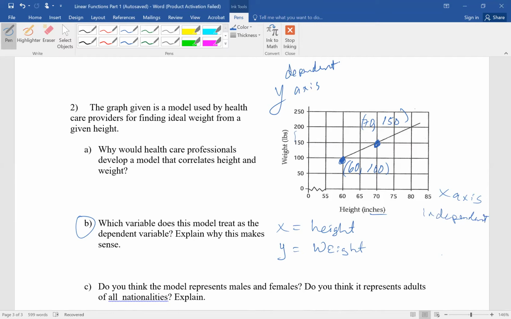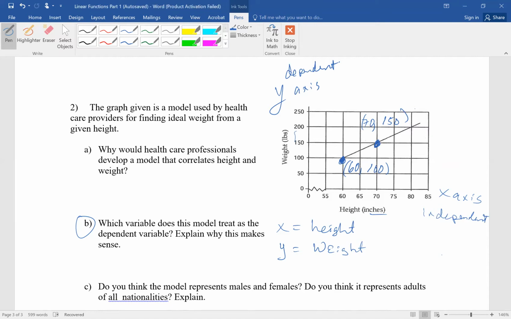So let's go ahead and take a look at the problem and see what they're asking. Why would healthcare professionals develop a model that correlates height and weight? And really, that's so open-ended. As long as you could defend the answer on an exam or a midterm or a quiz, I'd have to go ahead and take it. I'm just thinking of ideas off the top of my head, and I won't write this down, but you can. I might need a model like that.